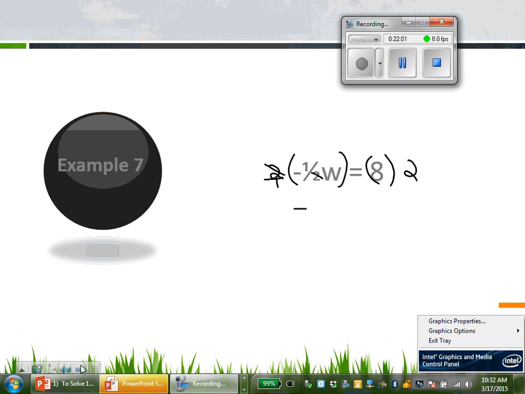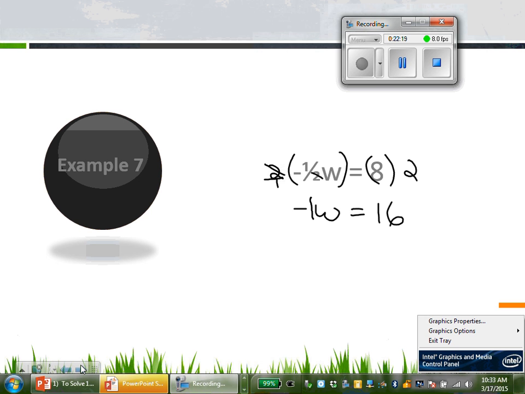Negative 1w or negative w. So far, so good. Am I done? No, I only solve for positive variables. We don't like to be around things that are negative, right? We only solve for positive things. So, technically, what am I going to do?